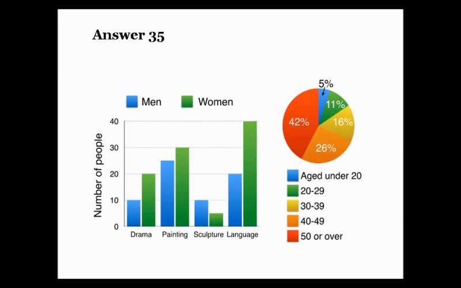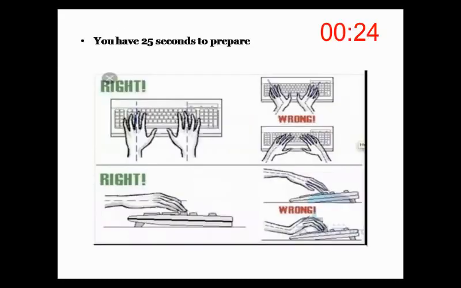Last but not least, for the pie chart, the largest figure can be found in 50 or over, which is 42%, and the smallest figure can be found in age under 20, which is 5%. In conclusion, this graph is very useful and gives us really good information about the number of people who participated in different subjects in different ages.